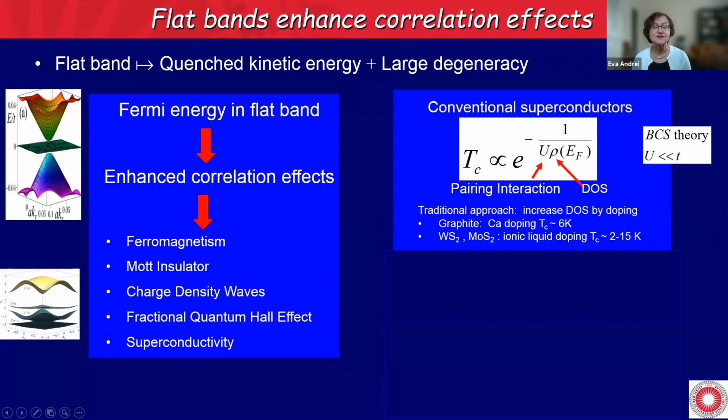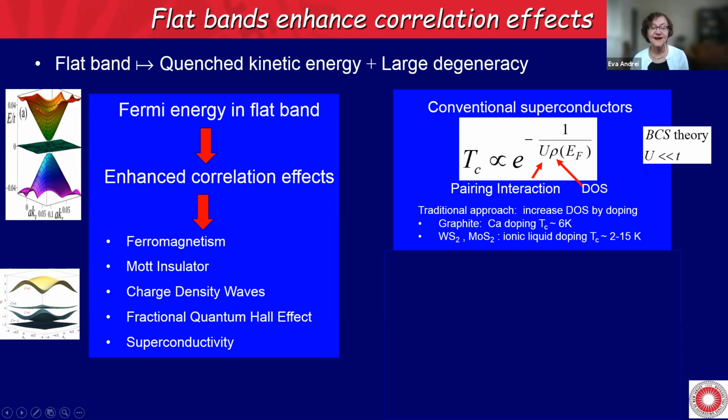So if we discuss superconductors in the standard BCS theory, the critical temperature of superconductivity is exponentially suppressed in the pairing interaction times the density of states. So traditionally, if you want to get high temperature superconductors, what people try to do is to increase the density of states. And traditionally, you do it by doping. For example, if you dope graphite with carbon, you can get it to be superconducting at about 6 degrees Kelvin. You dope molybdenum disulfide or tungsten disulfide with an ionic liquid, and people have actually achieved critical temperatures as high as 15 Kelvin.